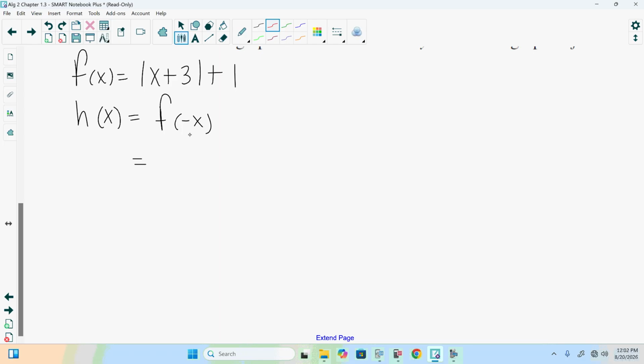Just like with horizontal translation, we do not have f of x anymore. We've replaced the x in f of x with negative x, which means every x in the function needs to be replaced with negative x. So we still have the absolute value bar, but instead of x, we have negative x, plus 3, plus 1. Everything else stays the same. We're just replacing every x with negative x.